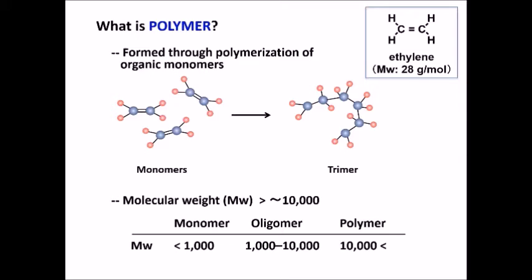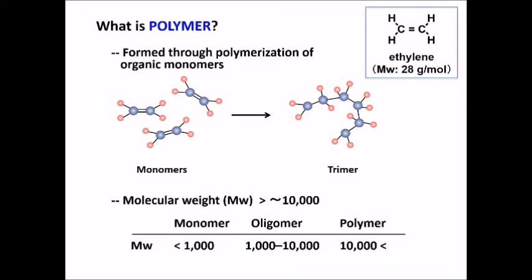Mono means one. When two ethylene monomers bind each other, then we obtain a dimer. And then we get a trimer from three of them. After repeated reactions, a long chain of a large molecular weight is formed. That is a polymer. In this case, poly means many.